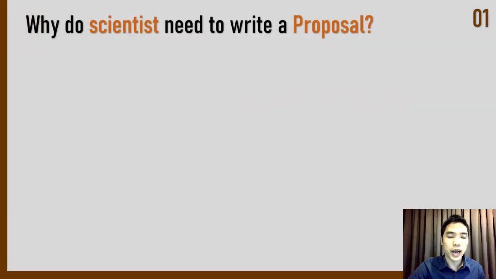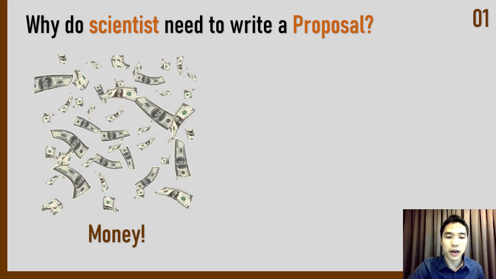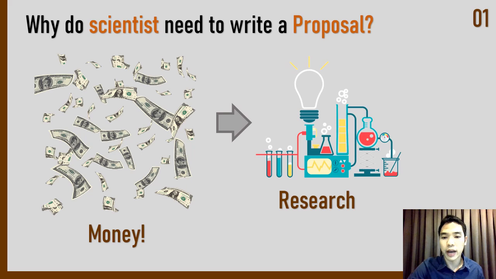So the question you may ask is, why do scientists need to write a proposal? And the answer is that we need money in order to carry out a research project, which we believe that the result from our research will be beneficial to the society. But before we can carry out the research, we need money in order to buy, for example, glasswares, chemicals, consumables, equipment, or for hiring a research assistant.